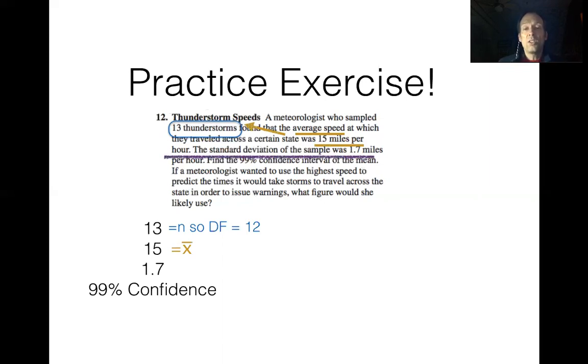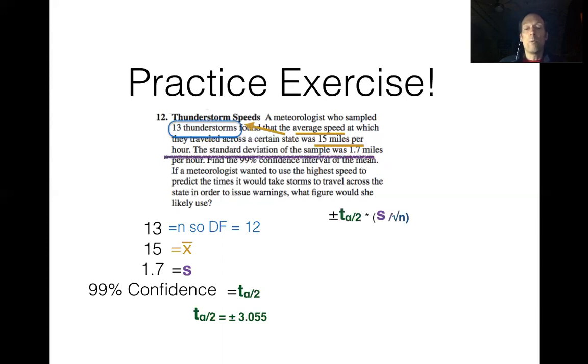Now, the next piece they gave me was the sample standard deviation was 1.7. Since I know 1.7 goes to the sample standard deviation, that tells me 1.7 is S, and again, it lets me know that I'm going to be using the t-distribution. 99% confident is going to correspond with the value of 3.055 off of our table, and now we have everything that we need to run our formula. Pause the video for just a few minutes and see if you can go ahead and calculate out our low side and our high side.